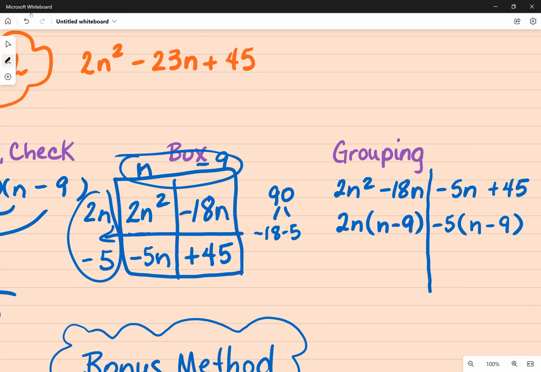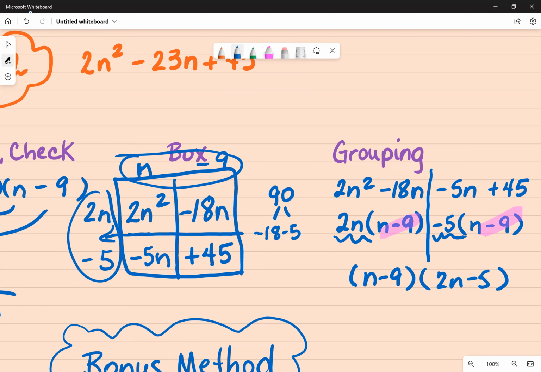If I am doing this correctly, what I will see is that my new greatest common factor looks exactly the same in the parentheses. So I'm going to pull that out as n minus 9. And then what's left over on the outside goes in its own set of parentheses, 2n minus 5. Same answer as I've been getting all along. It's just the order is different, but that's based on how you set it up.